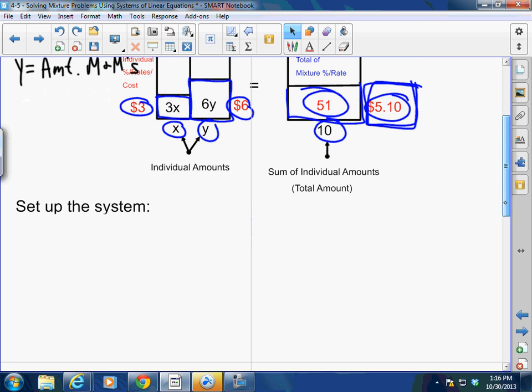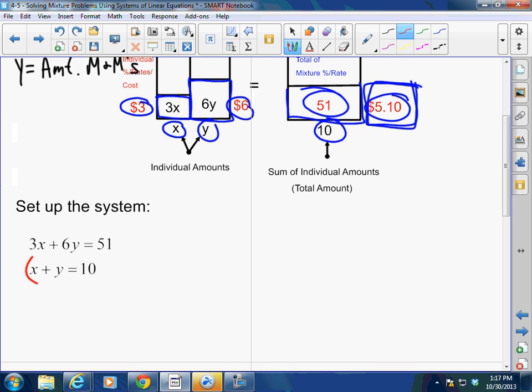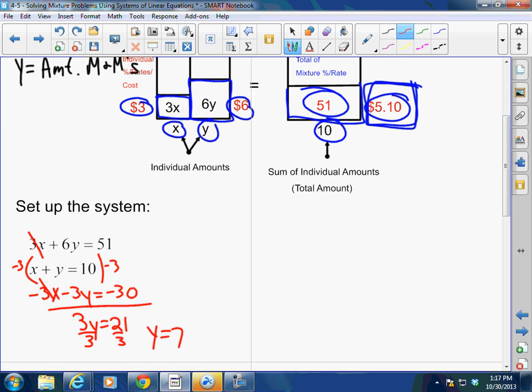Thank you. So now my system's really easy in this one. No decimals. 3x plus 6y equals 51. Go ahead and multiply negative 3 to both sides. So I got negative 3x minus 3y equals negative 30. X's cancel. 3y equals 21 divided by 3. Y equals 7. So that means that when I plug it in, x equals 10.